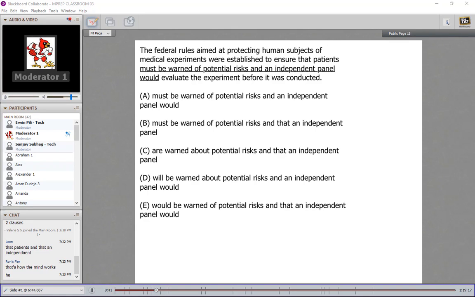Okay, so the things that should match here, and you can think of it as bullet points, like if you were making a PowerPoint of the sentence, are: patients have to be warned, patients warned of potential risks, whatever tense that shows up in, and then the panel has to evaluate the experiment. So let's look at those. They have to match. They have to be in the same form.